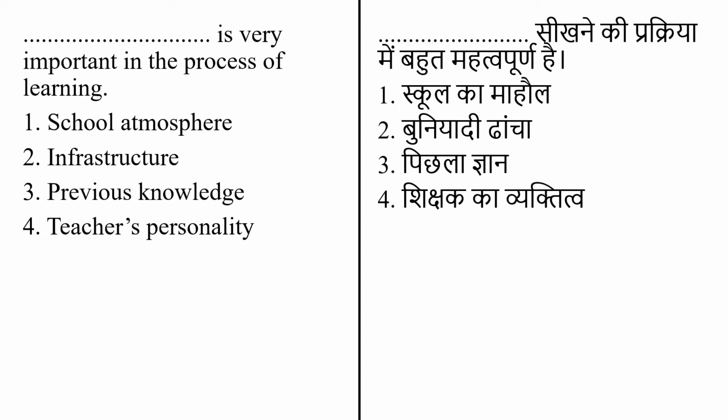What is very important in the process of learning? In this question they give you four options and ask which is very important in the process of learning. The first option is school atmosphere, second is infrastructure, third is previous knowledge and the last is teacher's personality. If we look carefully, all these things are important, but it asks you which is very important. Please read the question carefully.